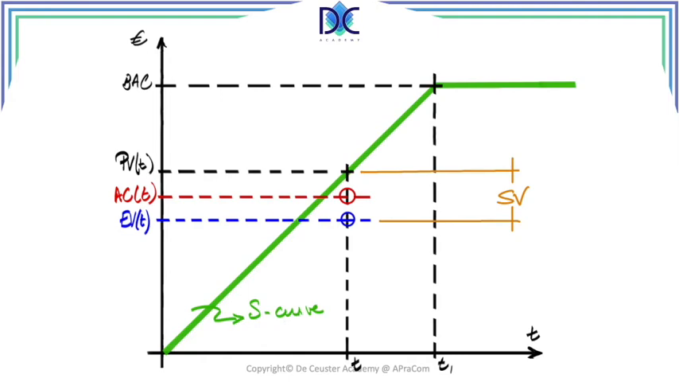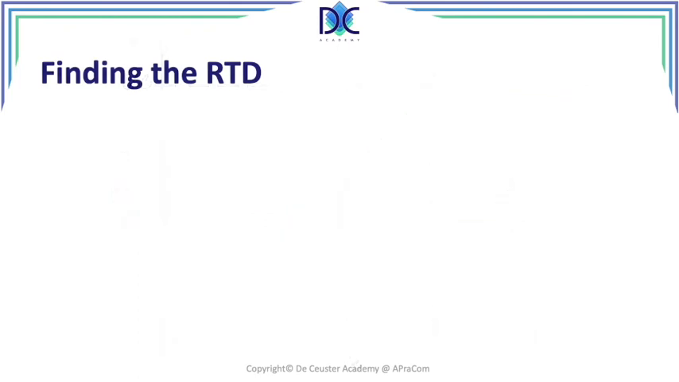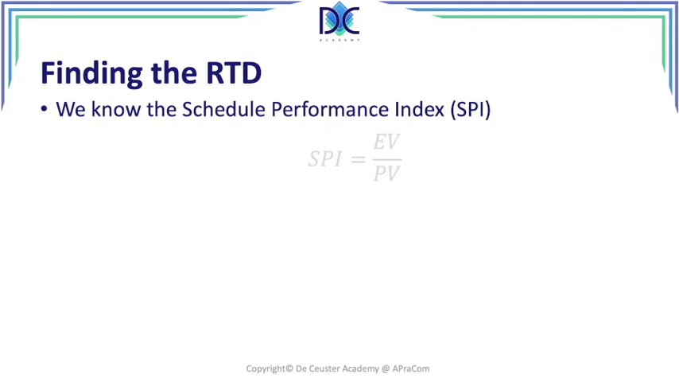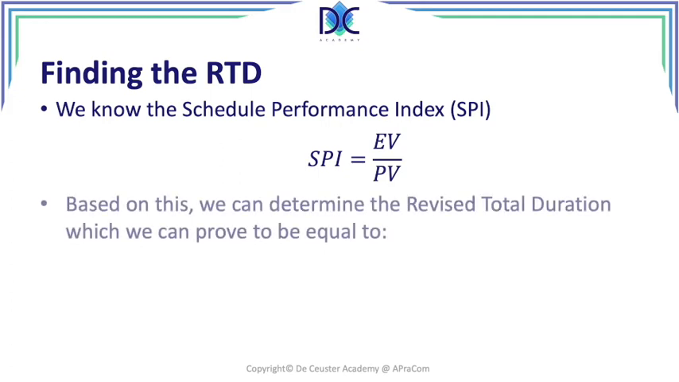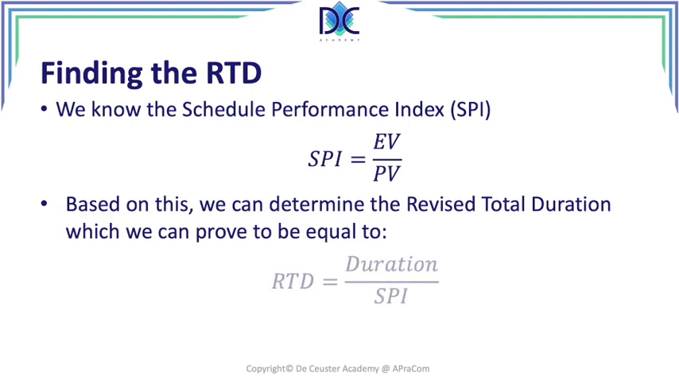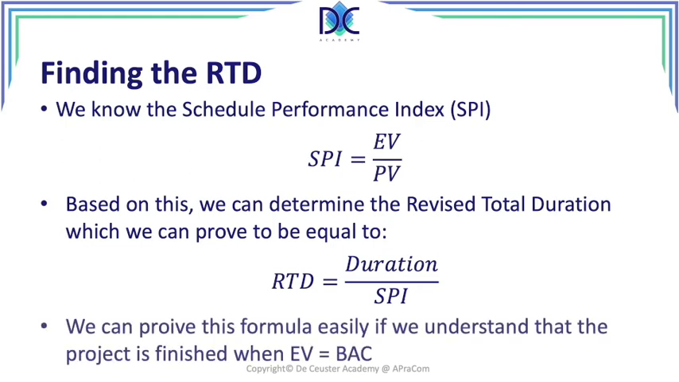The last element that we want to calculate is the revised total duration, and we know that the schedule performance index is given by the formula EV divided by PV, and we can determine the revised total duration, and we can prove that RTD is equal to duration divided by the SPI. It's easy to prove this. If we look at the following graph, I will explain you.